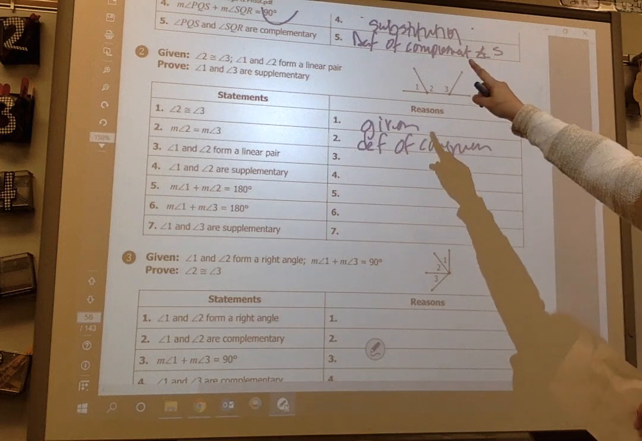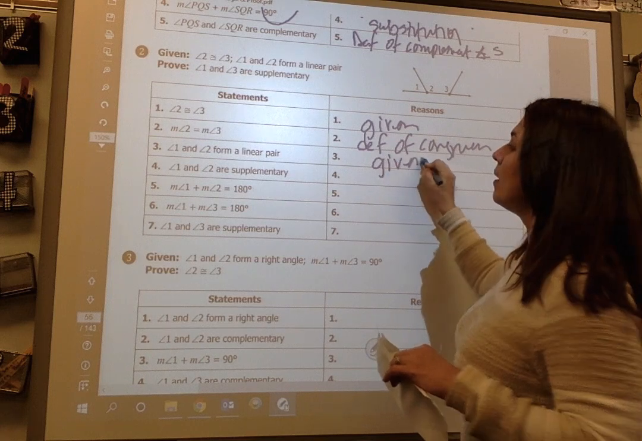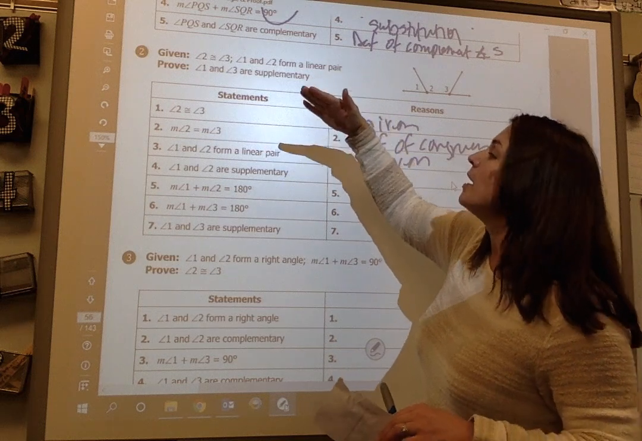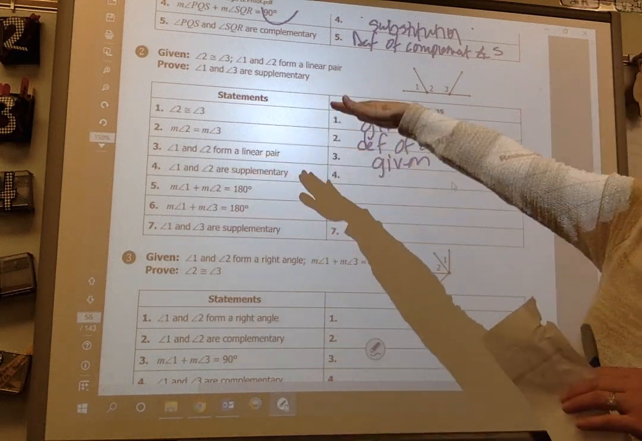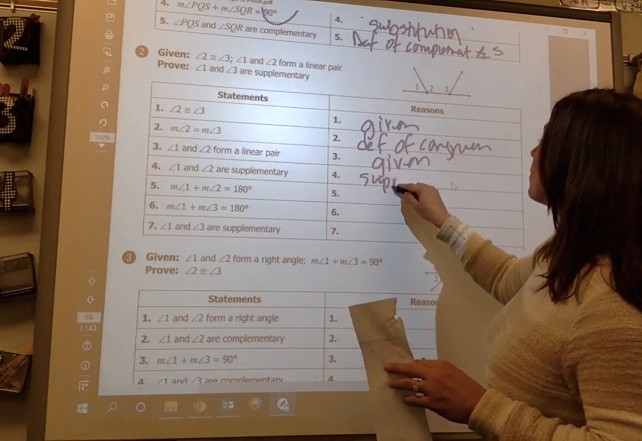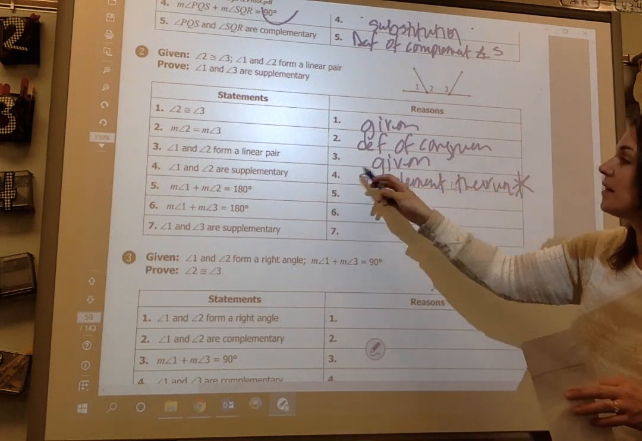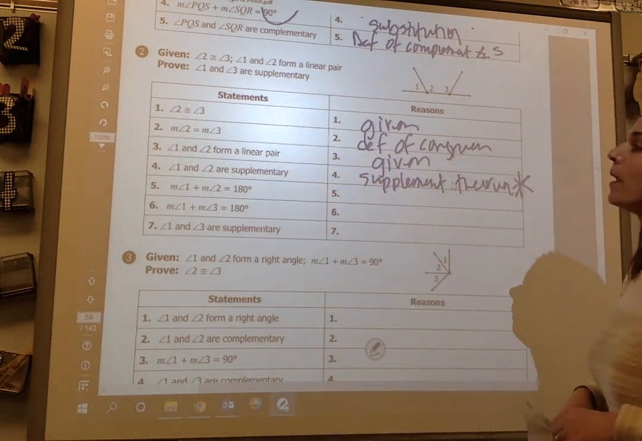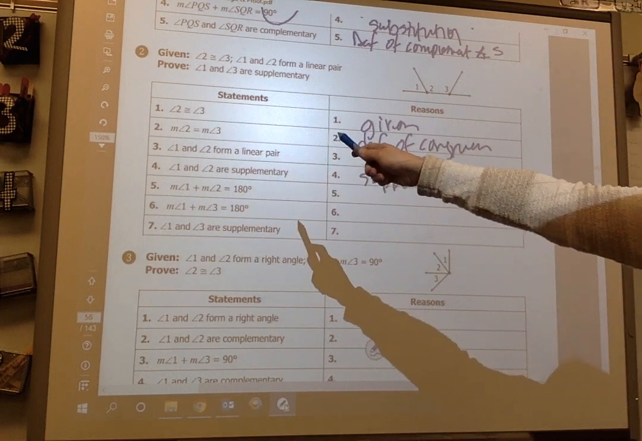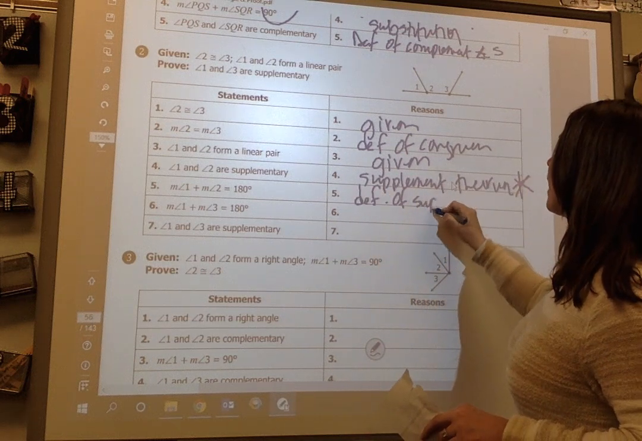Angle 1 and 2 form a linear pair. That is given to me. But we go from angle 1 and 2 form a linear pair to angle 1 and angle 2 are supplementary. That is textbook definition of the supplement theorem. And I want you to highlight that. That is going from a linear pair, now they're supplementary. And now I can say that the measurement of angle 1 plus the measurement of angle 2 is equal to 180 degrees. That is definition of supplementary angles.